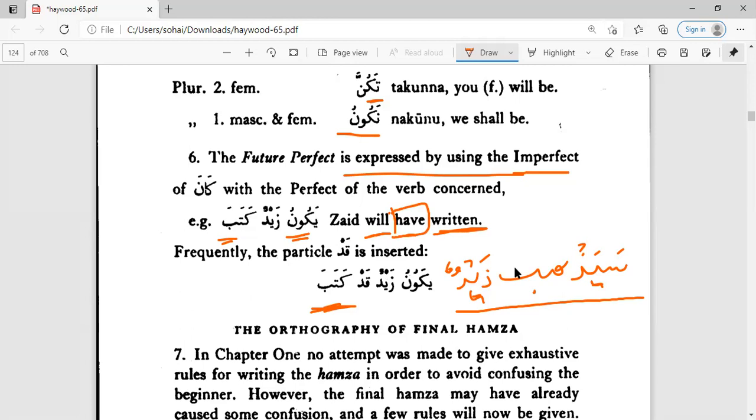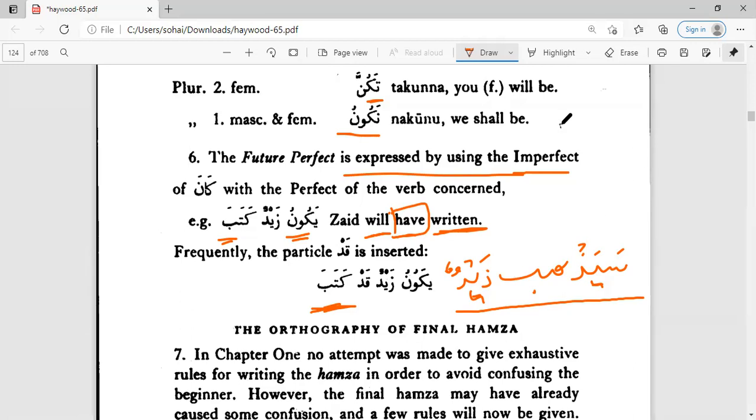Sir, can we assume that yakunu or this scale is used when you're assuming something, he must have done it already? So we can say that this scale is used for that, like you're assuming that so and so person must have done it, or he must have done it.